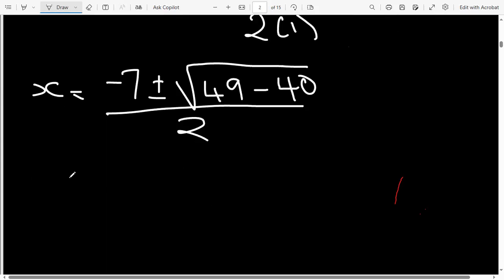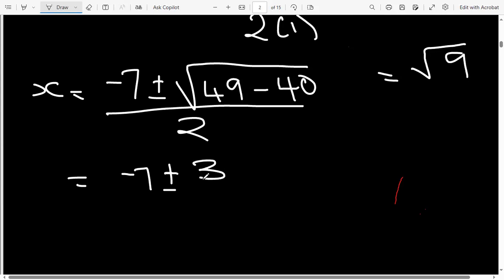Okay, so it means what do we have here? We have -7 plus or minus, and then under the root here, we're going to have 49 minus 40. Okay, so 49 minus 40 is the same as 9. So here we have the square root of 9. And what is the square root of 9? It's just 3. Okay, and then we're dividing all this by 2.